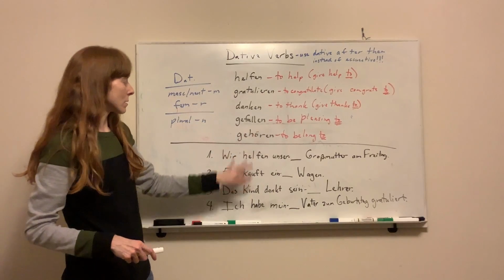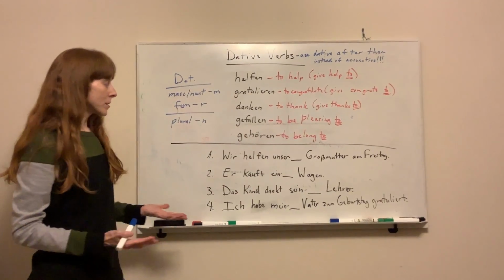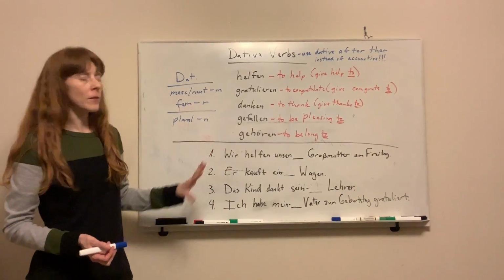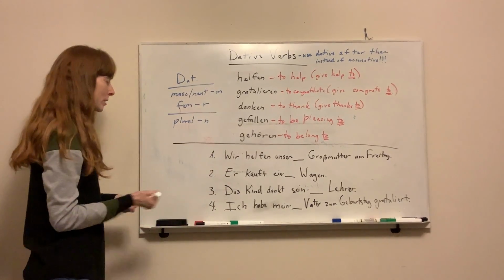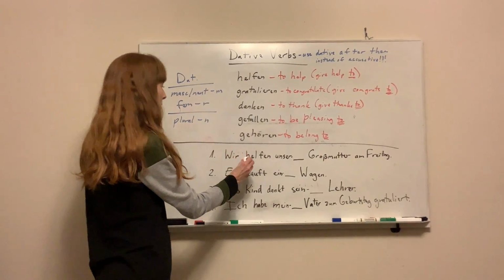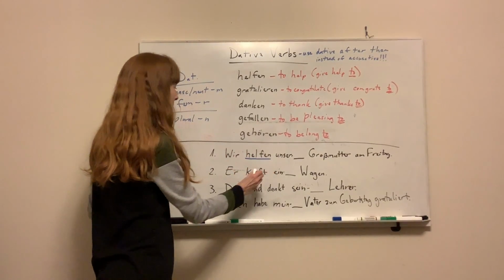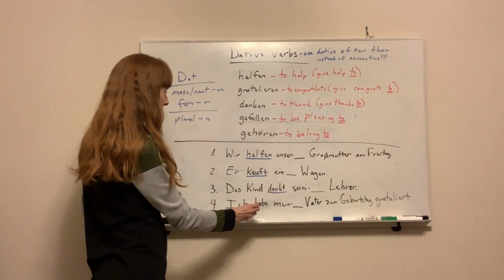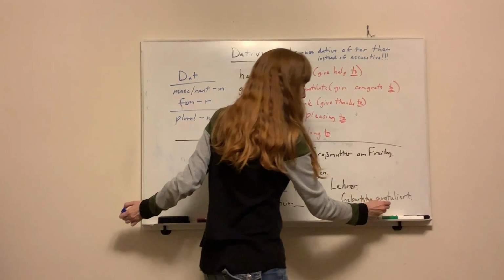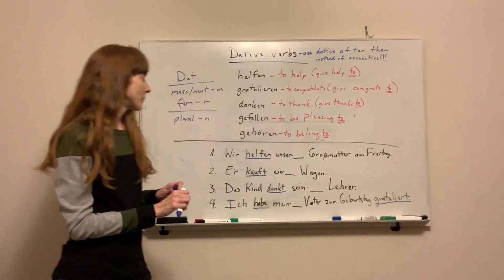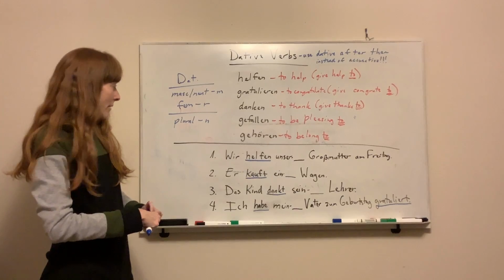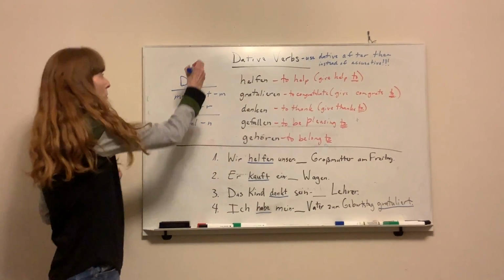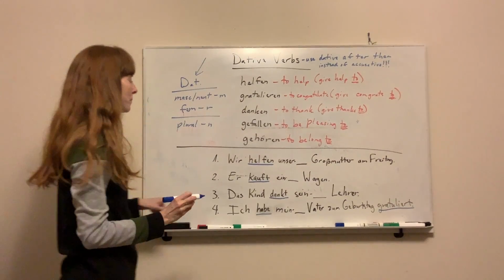So I've got some sentences here, and the first thing you're going to need to do is determine whether or not the verb is a dative verb. I'm going to suggest that we start by looking at the verb: helfen, kauft, dankt, and gratuliert. We have a past tense on this last one. With the first one, we have helfen. Helfen is one of our dative verbs, so we know we're using the dative case here.